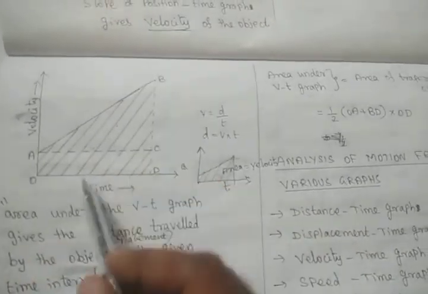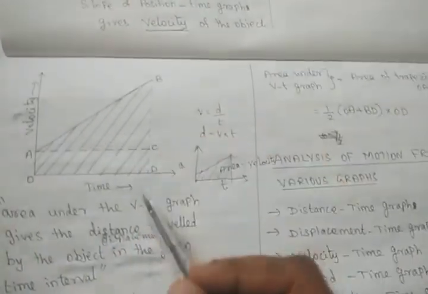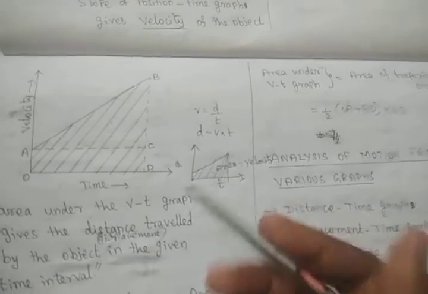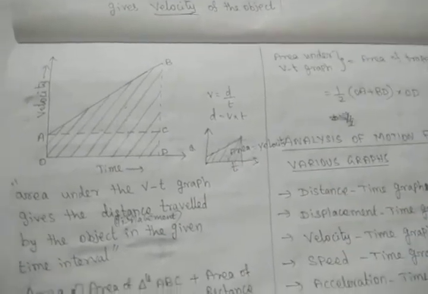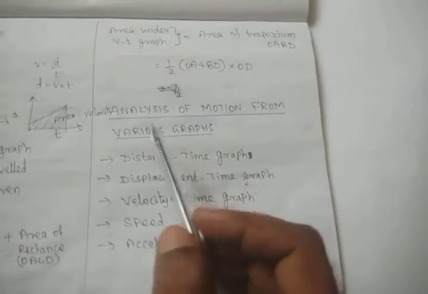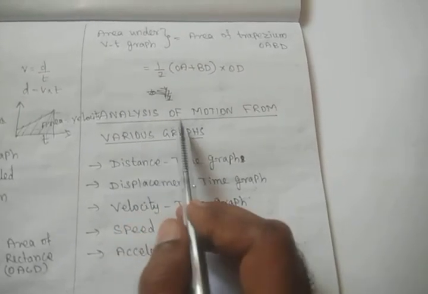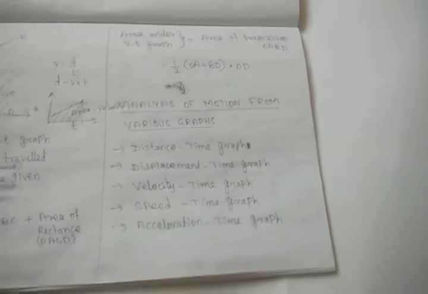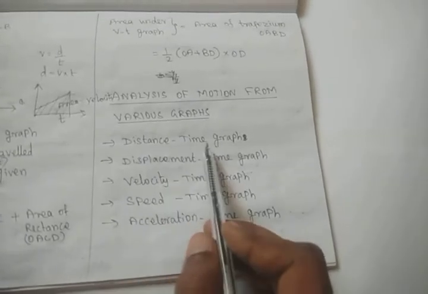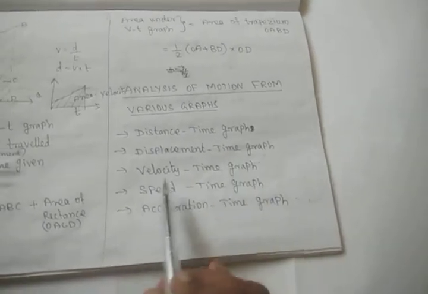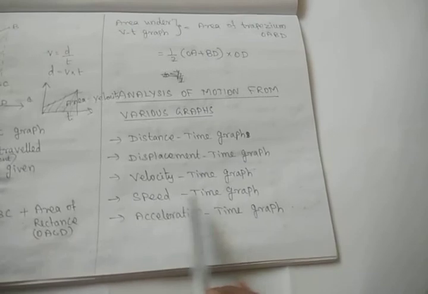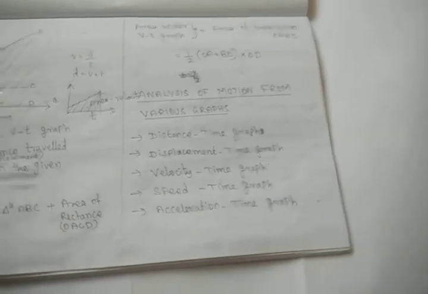So this area is length into breadth. That is the area. So we are able to easily calculate the displacement of the object. There are different types of graphs available. In the next session we are going to see the analysis of motion from various graphs: the distance time graph, displacement time graph, velocity time graph, speed time graph and acceleration time graph.